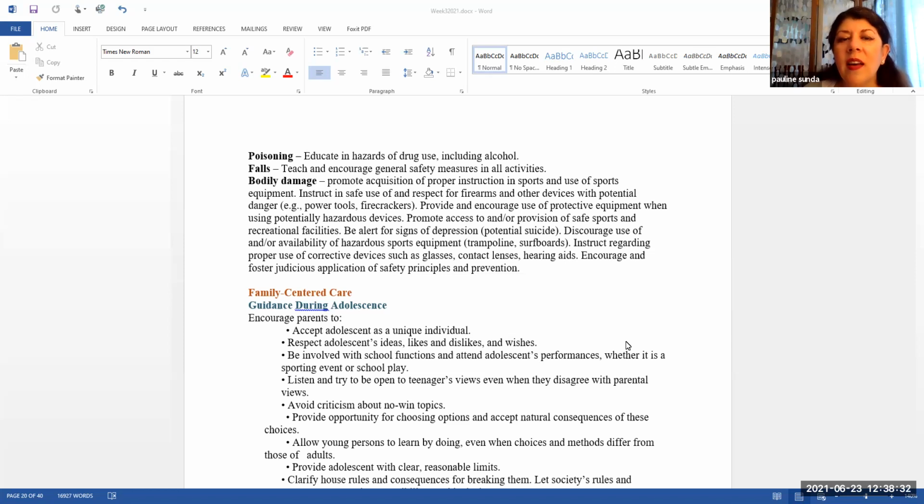You want to make sure that we are paying attention to any signs and symptoms of depression and monitor for signs and symptoms of suicide or suicidal thoughts. If they wear glasses or contact lenses or hearing aids, just making sure that they understand how to use those safely and really just encouraging kids to be safe and apply principles of safety and prevention of injury.